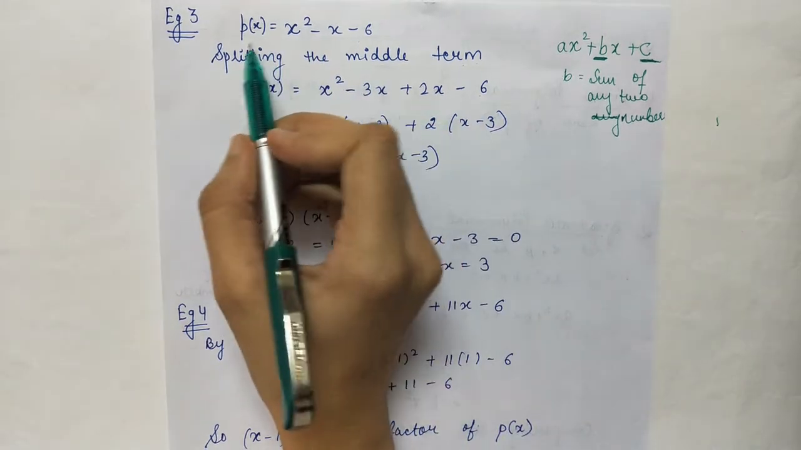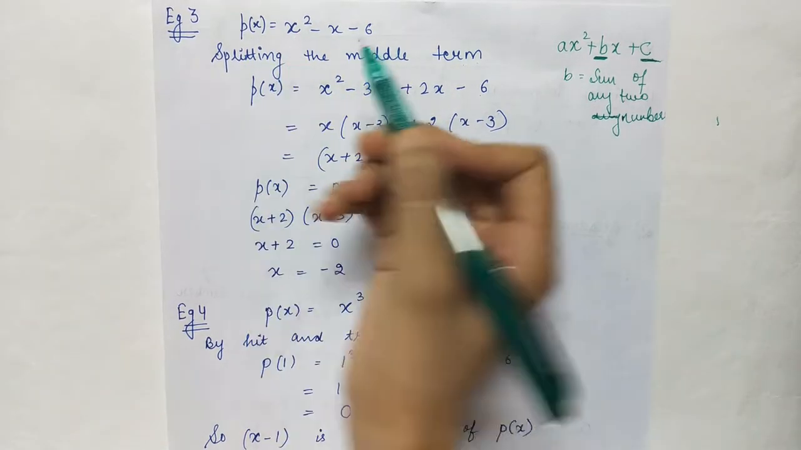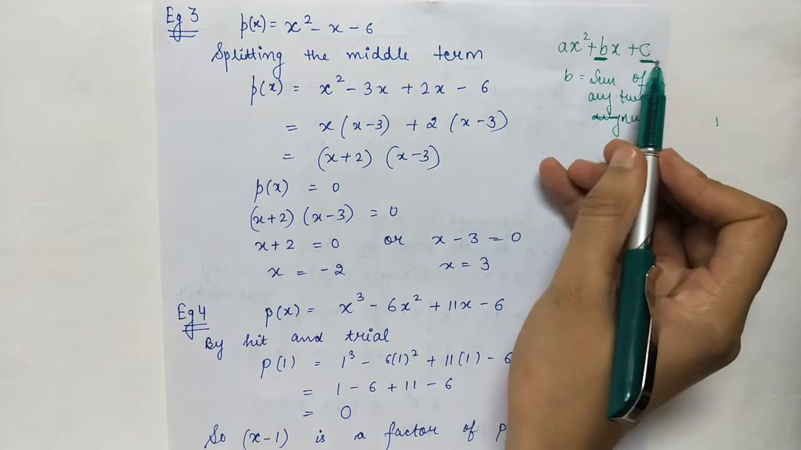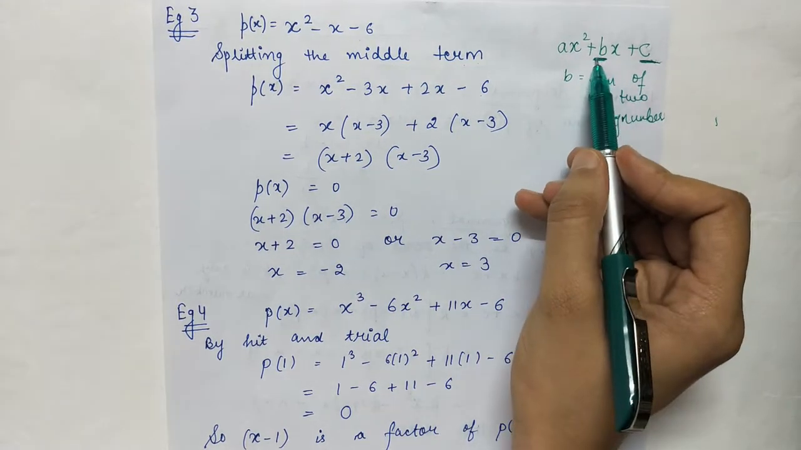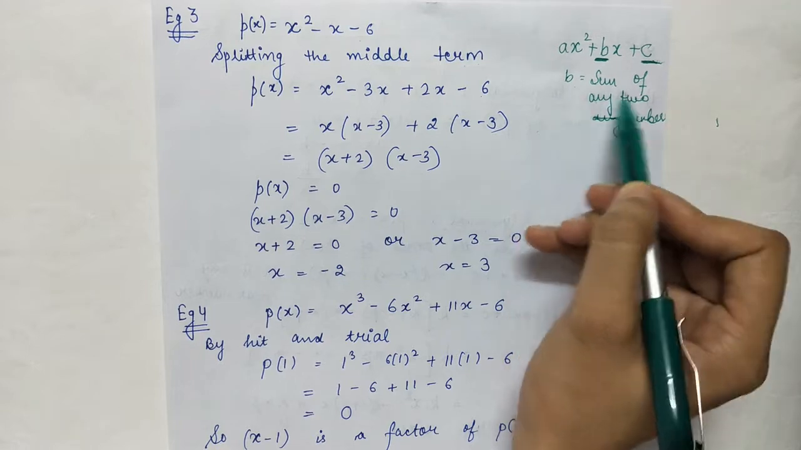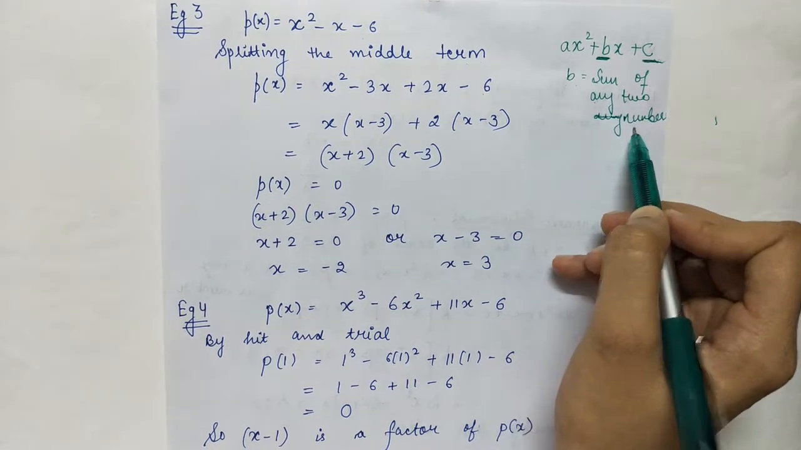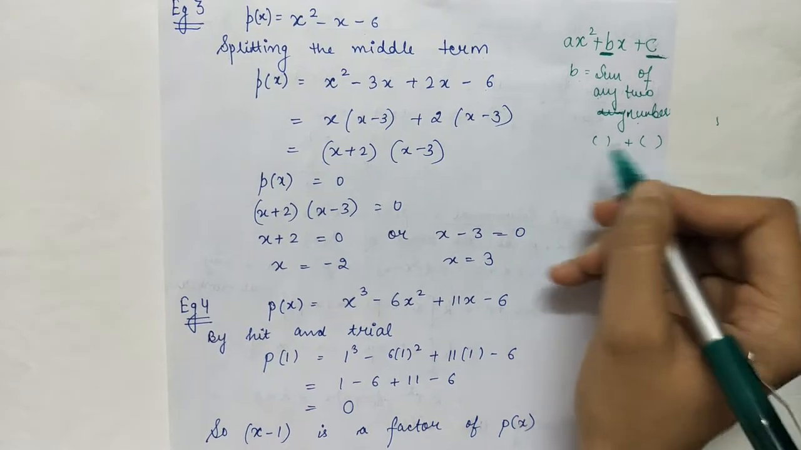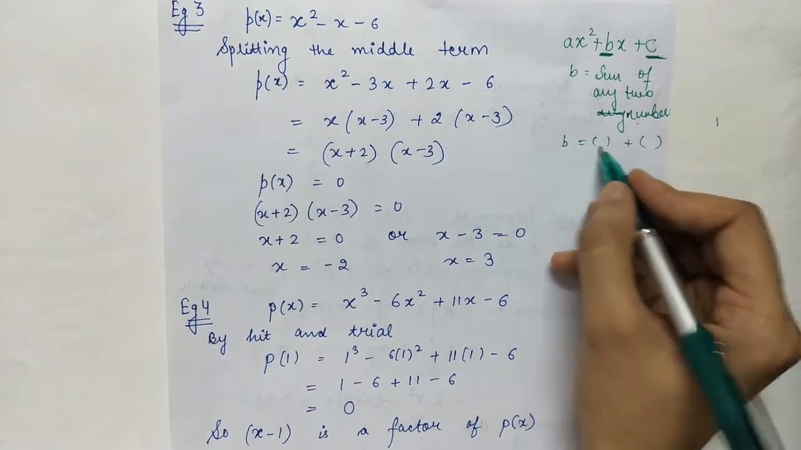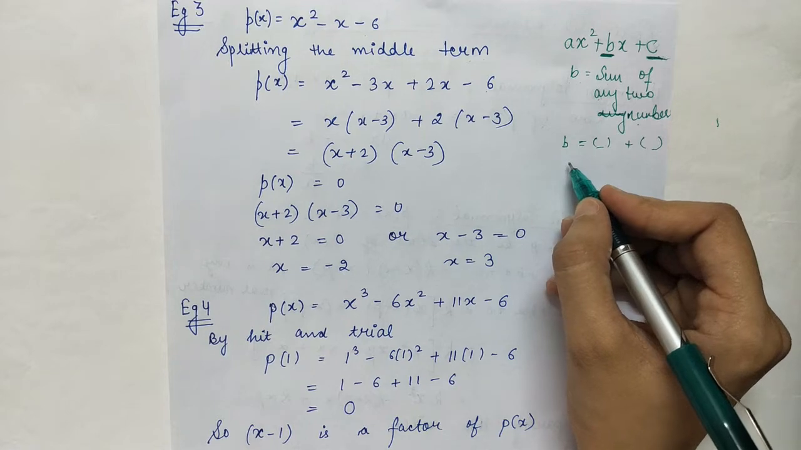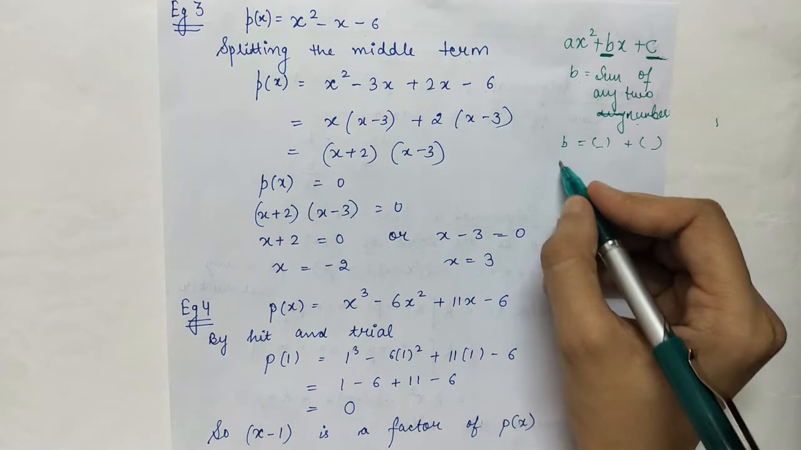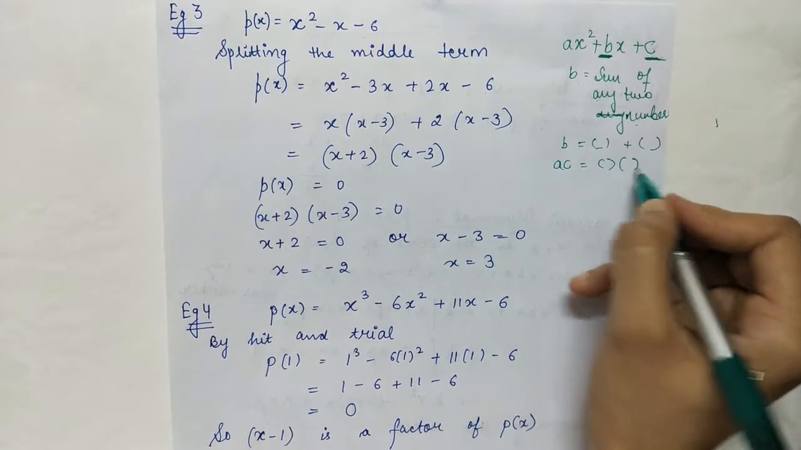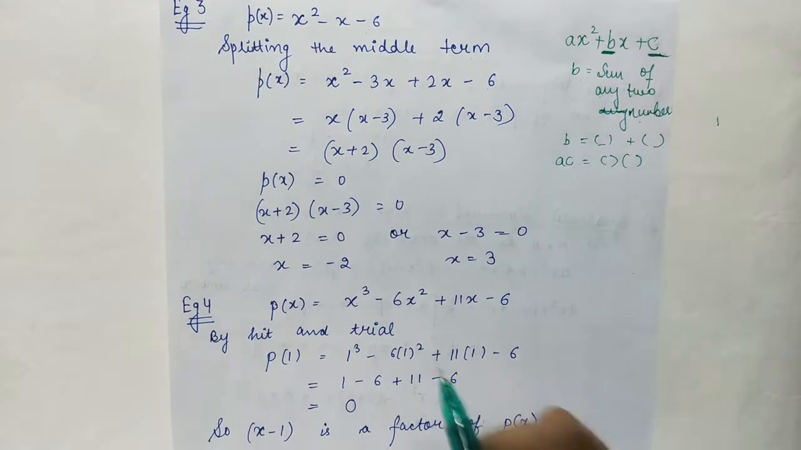So splitting the middle term हम कैसे करते हैं किसी भी polynomial की, कि अगर हमें polynomial given है तो हम उसका जो b है वो हम ऐसे लिखते हैं sum of any two numbers. मतलब कोई भी दो नंबर्स का हम सम करें तो वो b के इक्वल आ रहा हो और उन्हीं सेम नंबर्स का हम प्रोडक्ट कर रहे हो तो वो a c के इक्वल आ रहा हो. ऐसे हम splitting the middle term करते हैं.